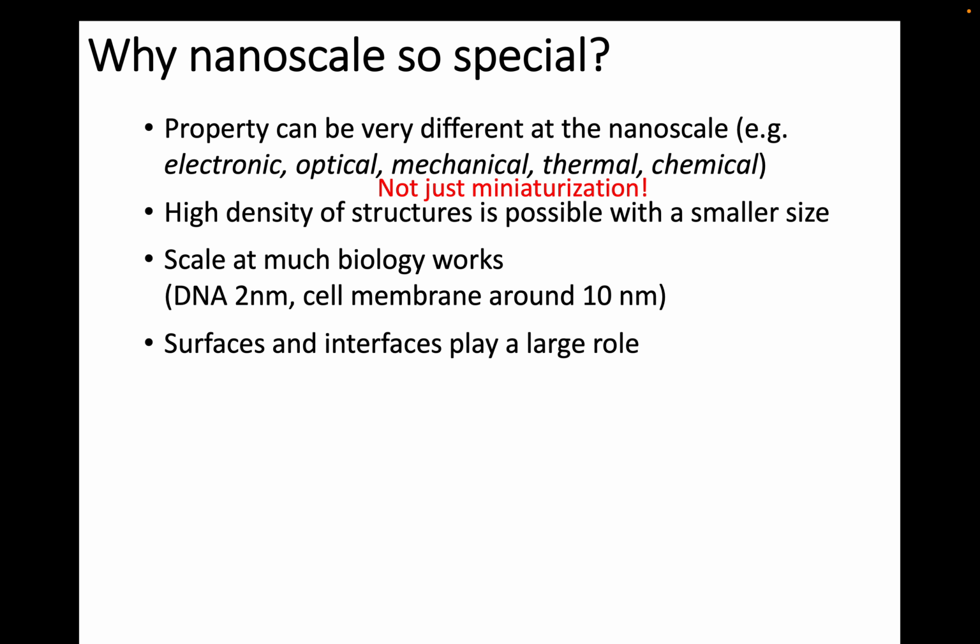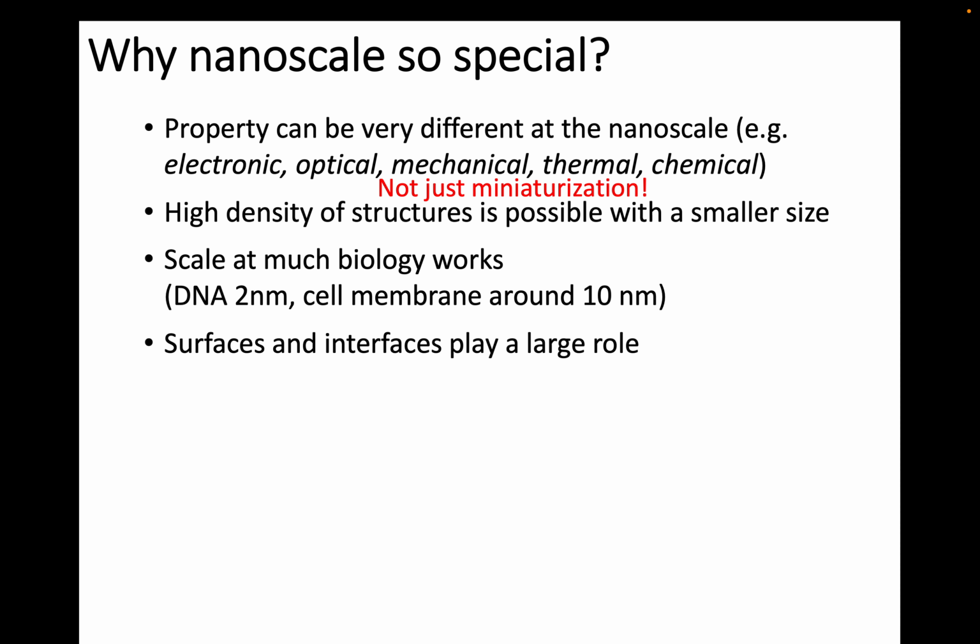So why is the nanoscale so special, or why are nanomaterials so special? First of all, properties can be very different at the nanoscale. This touches basically every property: electronic, optical, mechanical, thermal, and chemical. So this is really not just miniaturization. As you downscale, obviously miniaturization happens, but if you bring the material to the nanometer scale, new properties emerge. That is why nanotechnology is very interesting, and it also has a lot of opportunity.